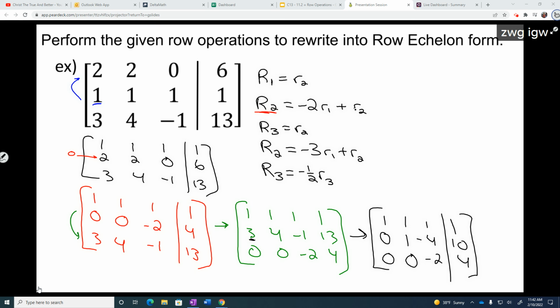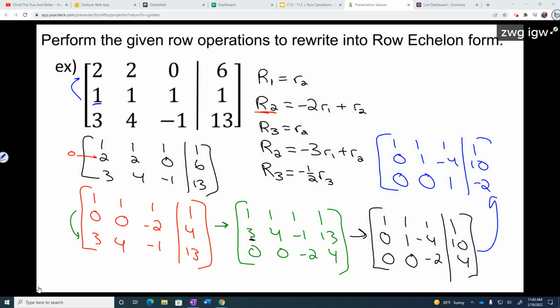The last one. Right now, anything with a 0 is going to say 0. The 0 times -1/2 is 0. 0 times -1/2 is 0. -2 times -1/2 gives us 1, which we're trying to get. And 4 times -1/2 is -2. So then we've got it into the row echelon form.